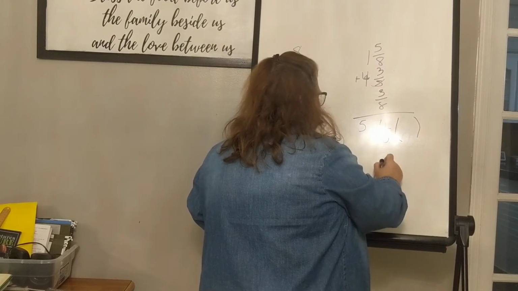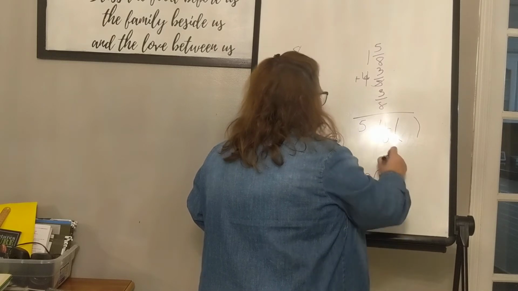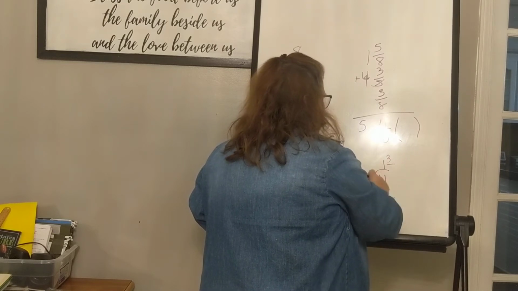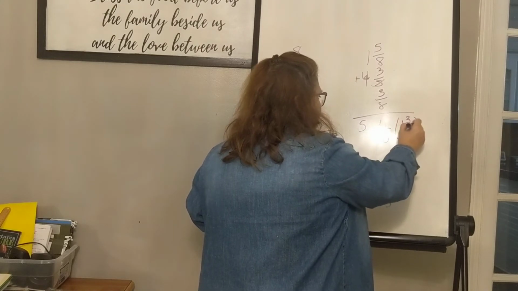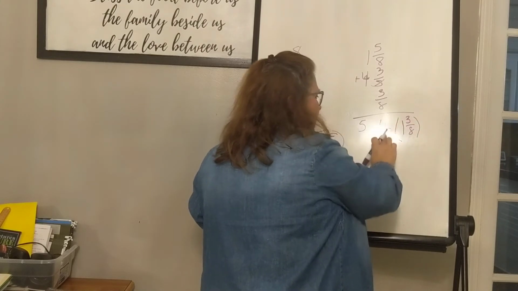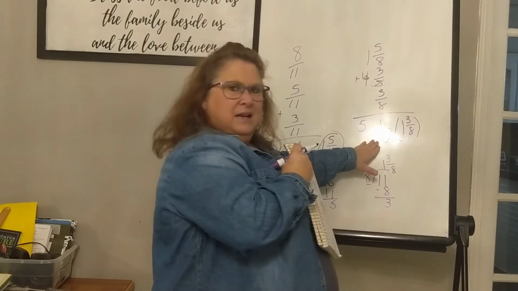8 will go into 11 one time. 1 times 8 is 8. I subtract it. 11 minus 8 is 3. 3 is my numerator. 8 is my denominator. So now I have 1 and 3/8. That's what 11/8 equals. But my answer was 5 and 11/8.